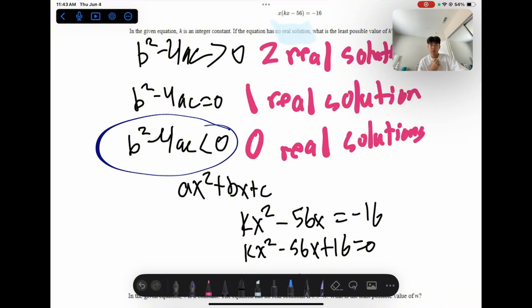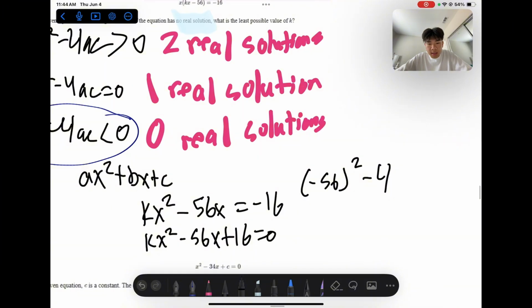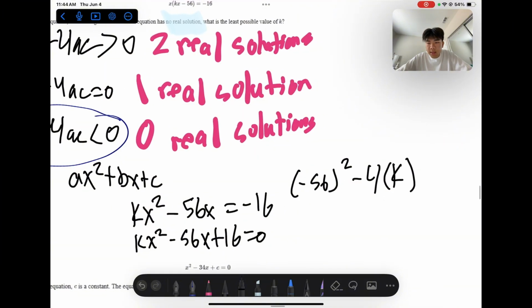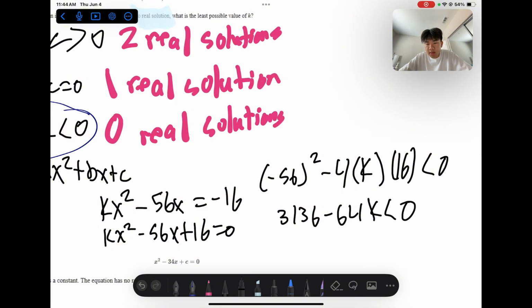Okay, now let's use the formula. What is b in this case? b is negative 56. So negative 56 squared minus 4ac. What's a? a is k. What's c? c is 16. And that has to be less than 0. First thing we do here is find the values. So what is 56 squared? That's 3,136 minus 64k has to be less than 0.